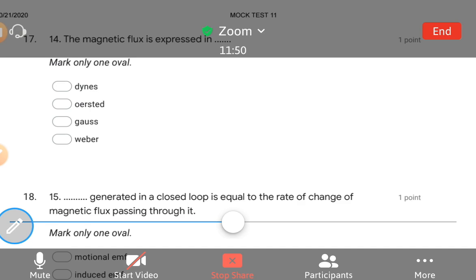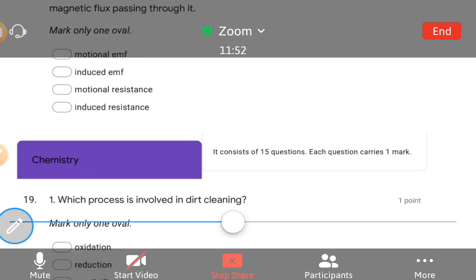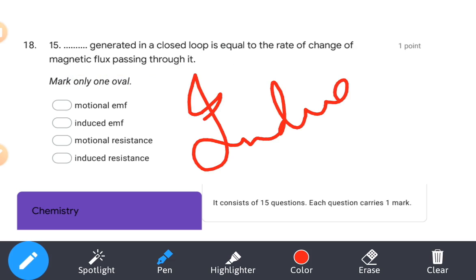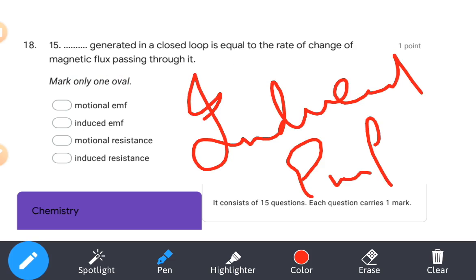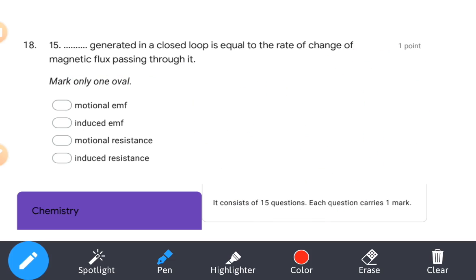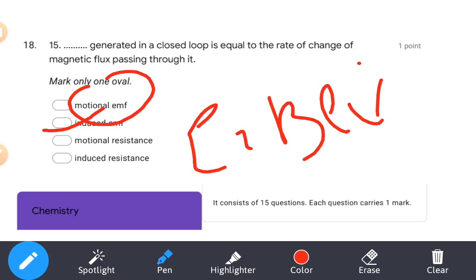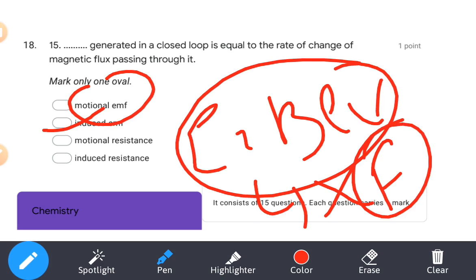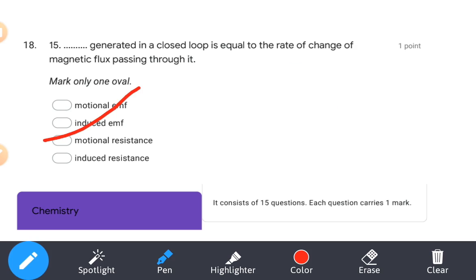Now the last question in the physics, 15th question. Dash is generated in a closed loop is equal to the change in magnetic flux passing through. Change in magnetic flux passing through is called our induced EMF. Answer option number A. What is motional EMF? Motional EMF E is equal to BLV, and motional EMF does not follow Faraday's law. Okay, option number B is our answer.